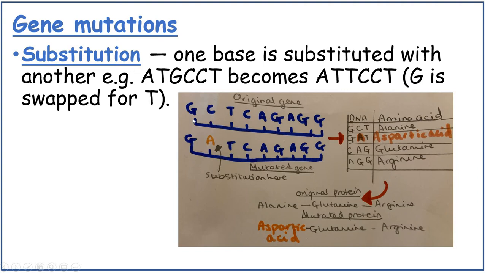Another example you can see here, it goes GCT-CAG-AGG in the original gene, but in the mutated gene, the C is swapped for an A. So it's substituted for an A. So then when that codes for an amino acid, the GAT codes for a different amino acid, it codes for aspartic acid. So the original protein would be alanine, glutamine, arginine, but the mutated protein would be aspartic acid, glutamine and arginine.